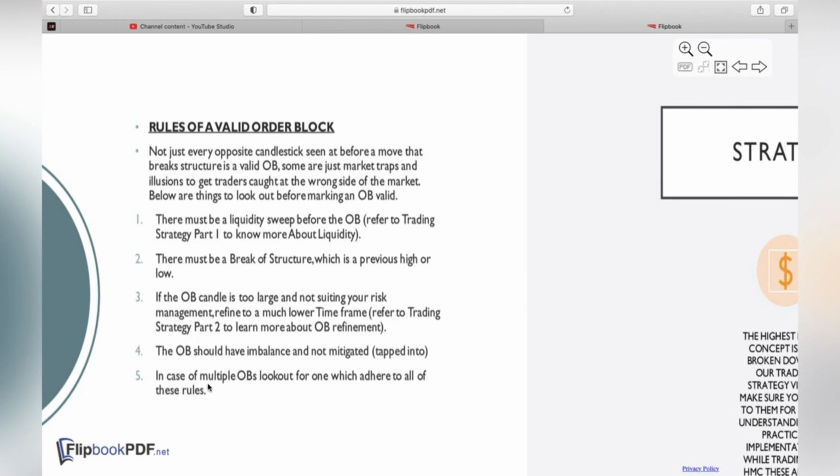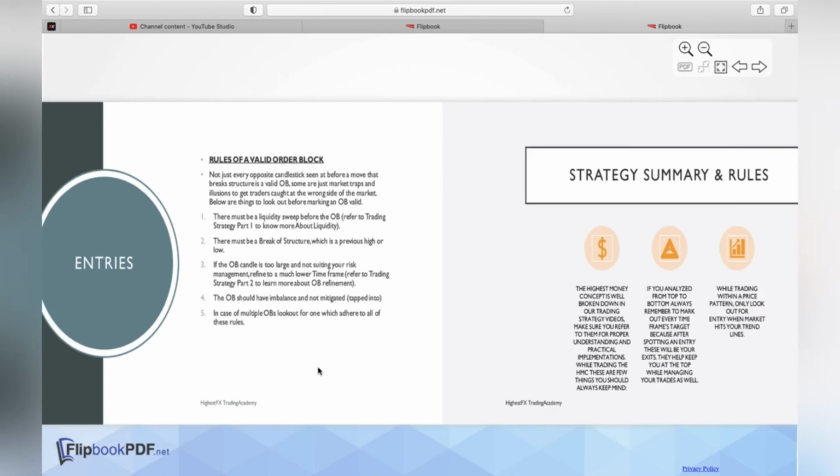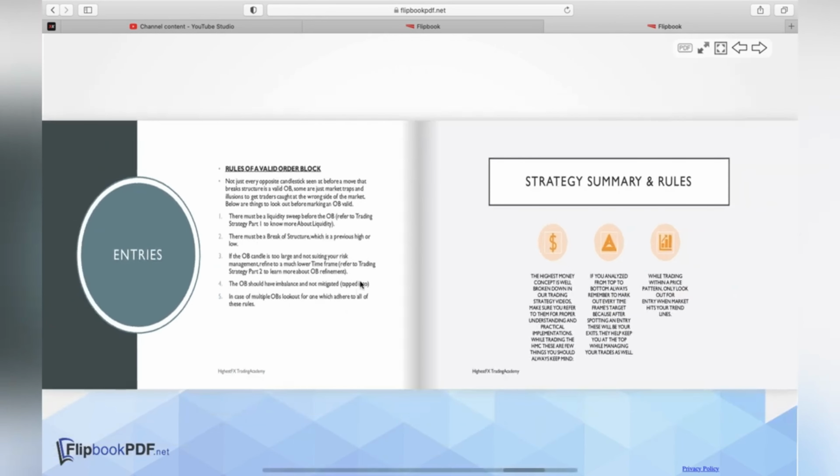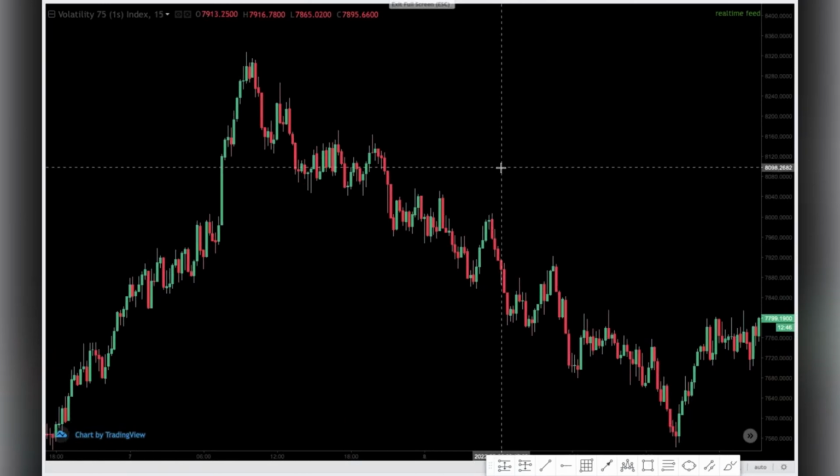In case of multiple OBs, look out for the one that adheres to all of these rules. In case you have multiple order blocks, like sometimes you see an order block here, an order block there, an order block there on the same impulse, you understand? So you have to look for the ones that adhere to these rules we just read out for you to call it an order block. Let's go to the chart to look at order blocks.